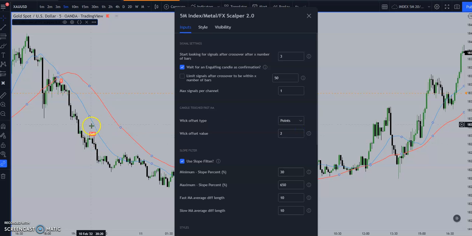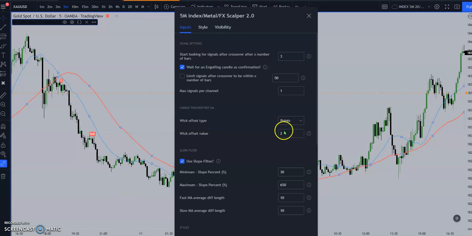If you wanted to have a 2-point offset, or a 1 point for gold (I run it a little bit tighter), but just for this example for the video, I am doing 2 points. Okay, so this will give you a valid signal because we wicked up. With the offset, the wick came up an extra 2 points, and then it was followed by a bearish engulf, giving you a sell signal.